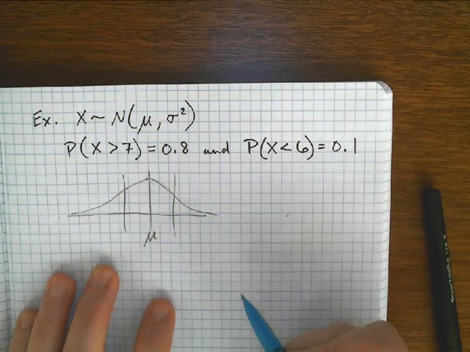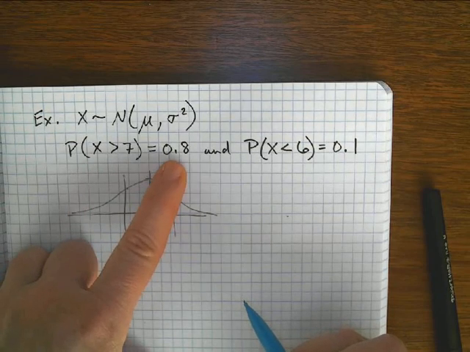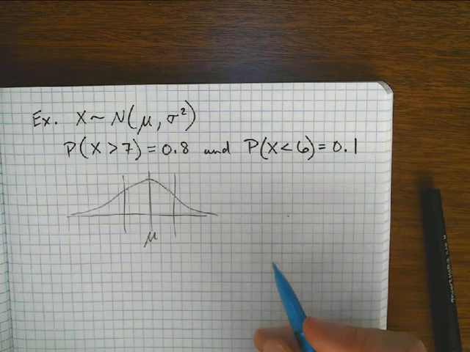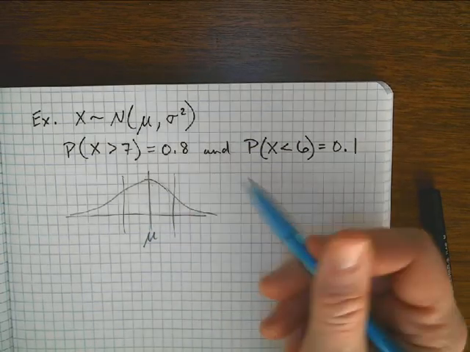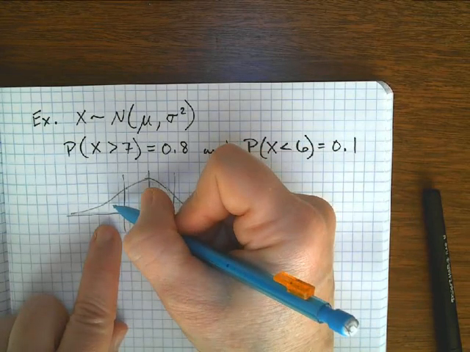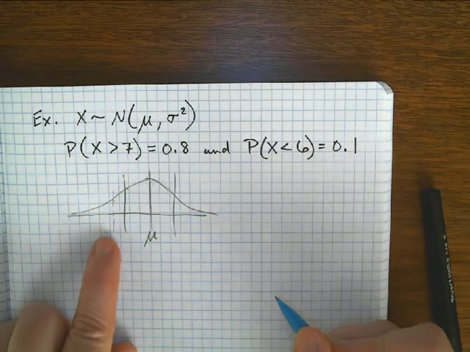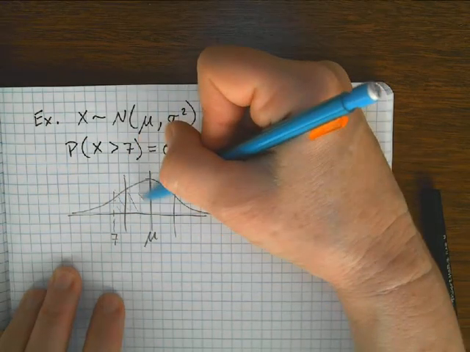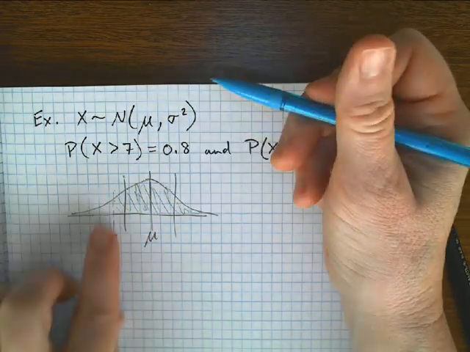I do know that x is greater than 7 is 80%. So 80% of the area here is greater than 7. So most of this is greater than 7. So the dividing point between 80% being greater, that means 20% would be less. It's probably somewhere around here, right? Okay, so this would be 7. There's 80% probability, which is the same as the area under the curve. That looks like it's maybe about 80%.